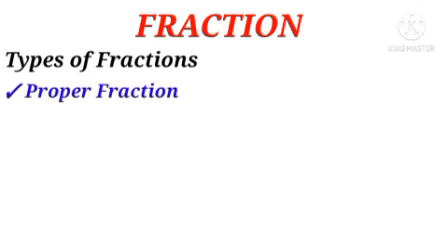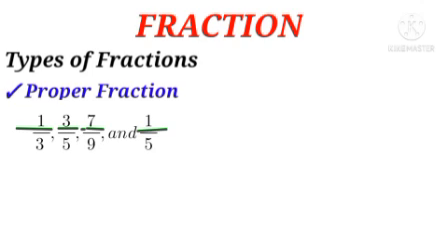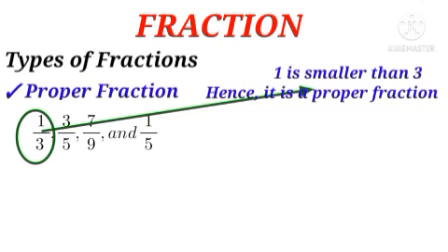The first is the proper fraction. Now, I want you to consider these fractions: 1/3, 3/5, 7/9, and 1/5. Notice that in the 4 fractions, all of the numerators are smaller than the denominators. Hence, we say that the value of the numerator is smaller than the value of the denominator. 1/3, 1 is smaller than 3, so 1 will be up, 3 will be down.